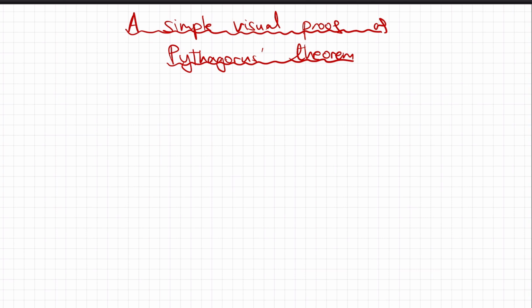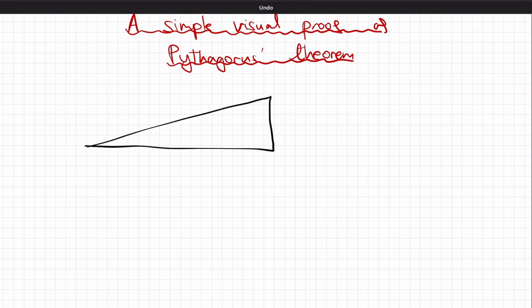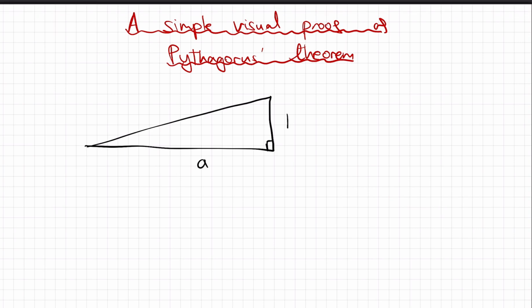In this video I'm going to be showing you a really simple visual proof of Pythagoras' theorem. If you somehow don't know what Pythagoras' theorem is, it basically states that in a right angled triangle with sides A, B and C, where A and B are the two perpendicular sides and C is the hypotenuse, A squared plus B squared is equal to C squared.